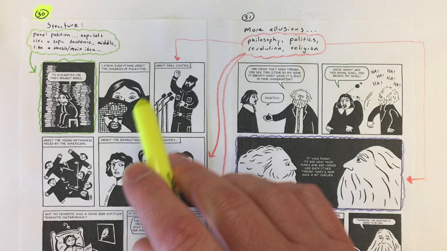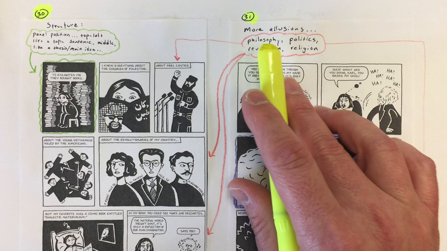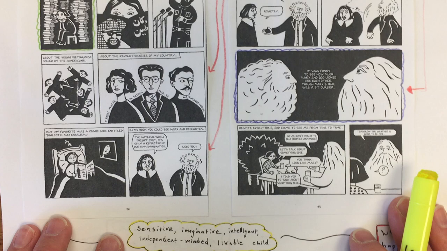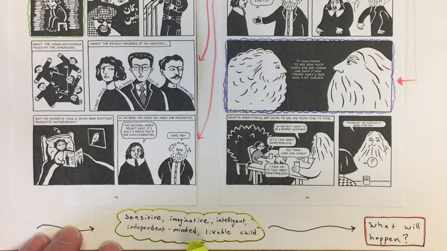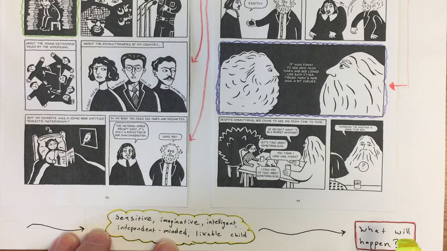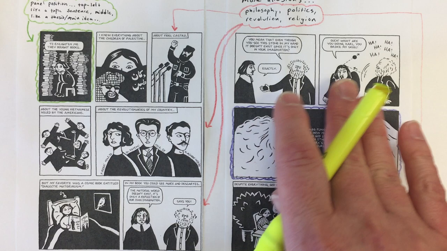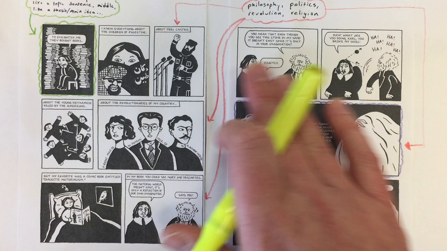And then we have more allusions, more allusions to philosophers, politics, people who are important in religion or revolution there. So at this point, we've developed this relationship with who seems to be a very sensitive, imaginative, intelligent, independent-minded, and probably maybe most important, likable child. And so what will happen, this is all imaginative here, really. These conversations didn't happen there. Maybe they happened in her mind, while she was thinking here in bed and reading.